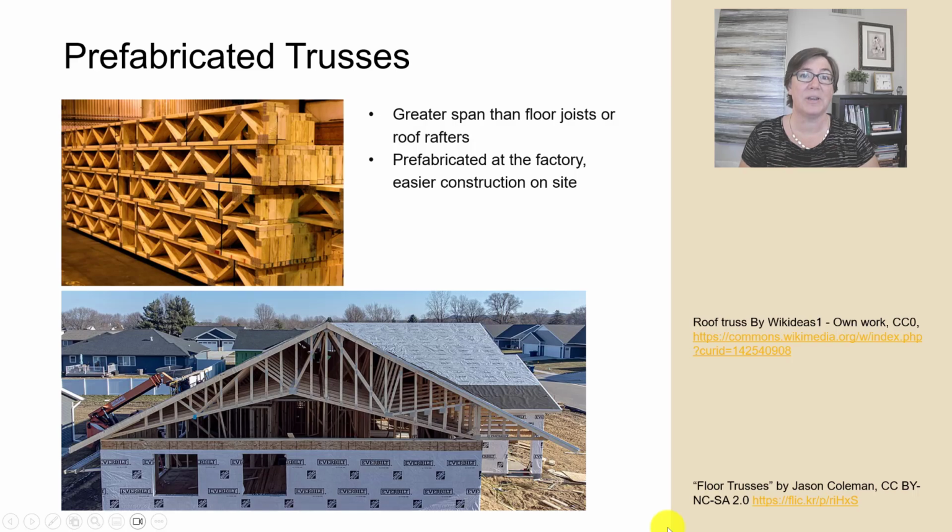Our last engineered wood product are prefabricated trusses. Now these are individual pieces of lumber, right? You can see them put together, prefabricated at the factory to create these trusses. And they can be used for floors. So you can see these very flat trusses would create a flat floor surface, right? Or they can be used for roofs, and they're often peaked like this for the roofs, right? Prefabricated trusses are great for wider spans. You can have a longer span than a typical floor joist or roof rafter, and they are easier to construct on site because they're prefab.